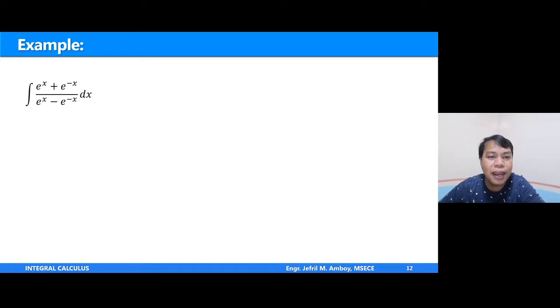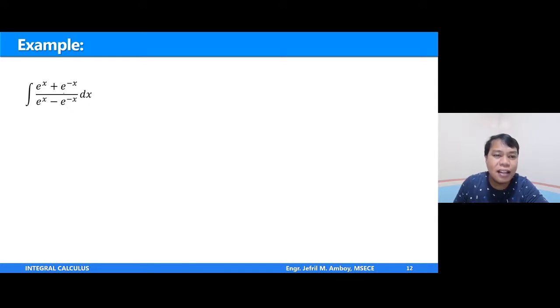Ito naman, e to the x plus e to the negative x over e to the x minus e to the negative x. Okay, so alin kaya diyan ang gagawin kong u? Yung numerator o yung denominator? Sinabi ko sa inyo kanina na kapag nag-represent ka ng u, dapat yung du ay nasa taas. So kung ang du ay nasa taas, malamang yung u, yung nasa baba, para maging du over u iyan.